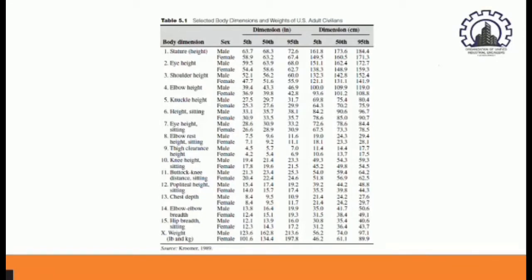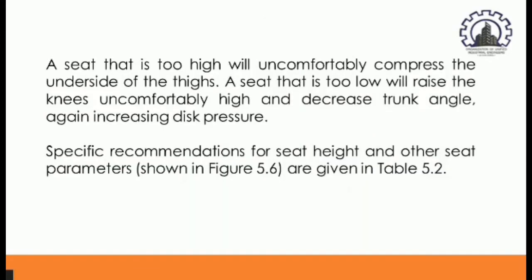In this table, you can see the body dimension, the sex or gender, the dimension in inches, and the dimension in centimeters. For example, eye height: for the male, it's 59.5 inches, and for the female, it's 54.4 inches. A seat that is too high will uncomfortably compress the underside of the thighs. A seat that is too low will raise the knees uncomfortably high and decrease trunk angle, again increasing this pressure. So the chair must be adjustable so that the operator, be they tall or short, can sit comfortably.